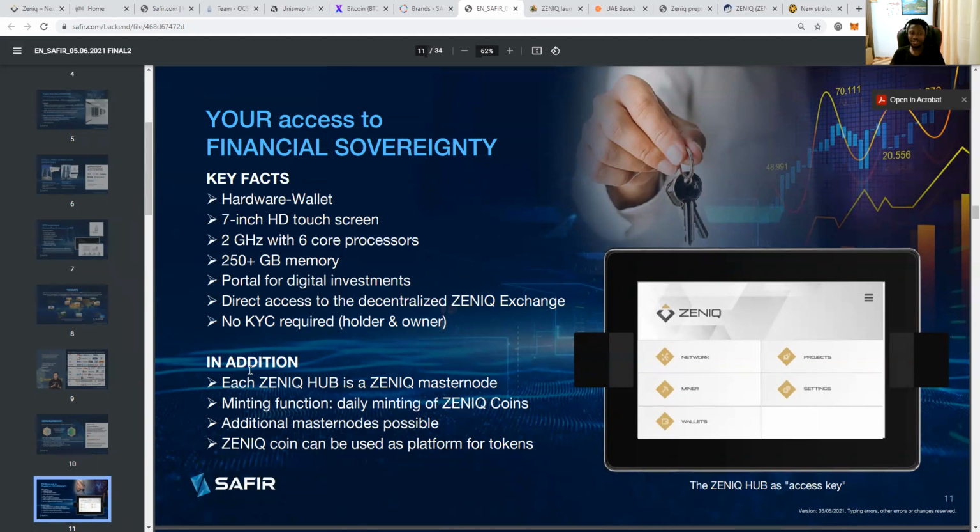Now, another amazing thing is that it is a portal for digital investment. When we are talking about digital investment, we are talking about a bridge where your tablet becomes your bank, in a sense that because it's a hardware wallet and you can still use it in a soft state, you can use it as a point of sale device. You can use it in making transactions with point of sale. Aside from that, it connects you directly to the decentralized exchange being developed by Zeniq. You don't need KYC, you don't need all of that. It is direct access to the decentralized exchange of Zeniq.